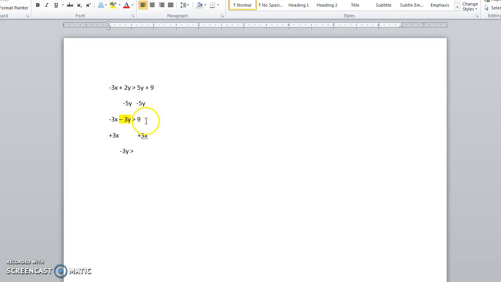9 plus 3x. Am I allowed to add those together? No, because they're not like terms. One's a number, one's an x. So I'm just going to write it like I read it: 9 plus 3x. Last step, I'm almost there. I need to get the y all by itself.